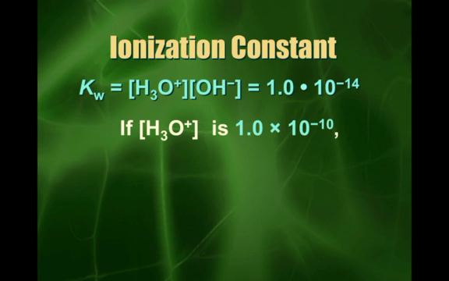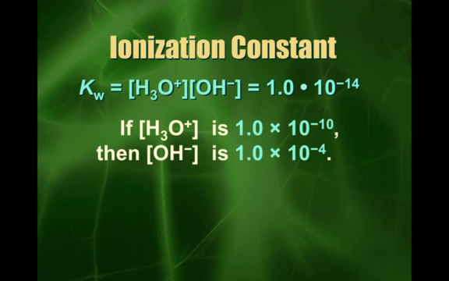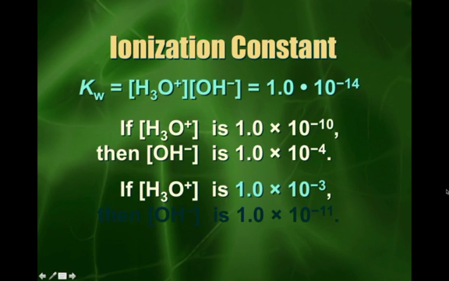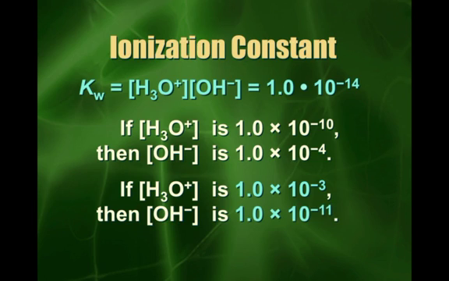So if you know that the hydronium ion is 1.0 times 10 to the negative 10th, you can immediately solve for the hydroxide ion because the exponents have to add up to negative 14 specifically. So negative 10 plus what equals negative 14, and that's negative 4. So it's very easy to figure it out. If the hydronium ion is 1.0 times 10 to the negative 3, well, what plus 3 is 14? Yes, that is 11. So the hydroxide ion is equal to 1.0 times 10 to the negative 11th.